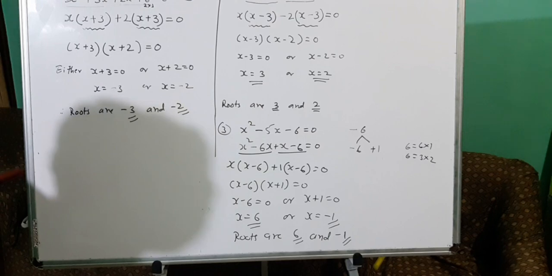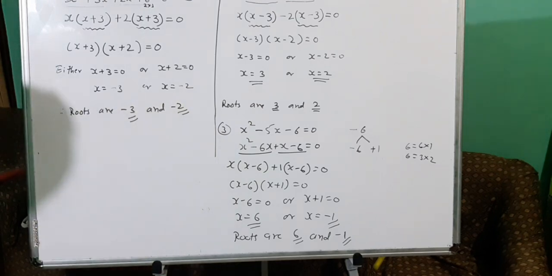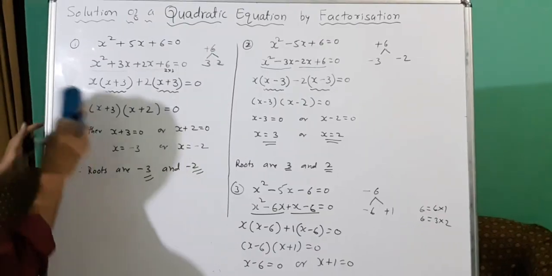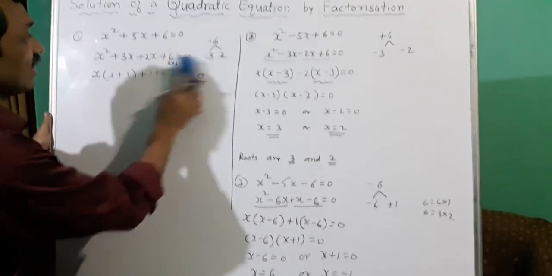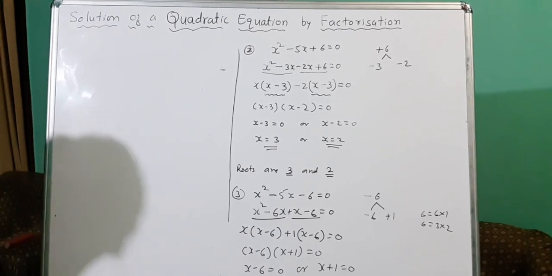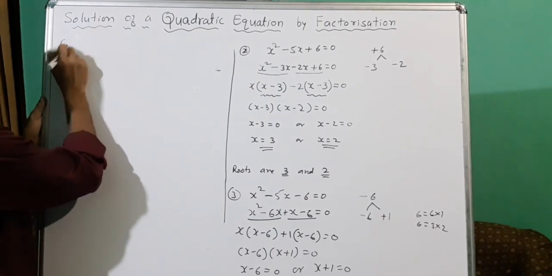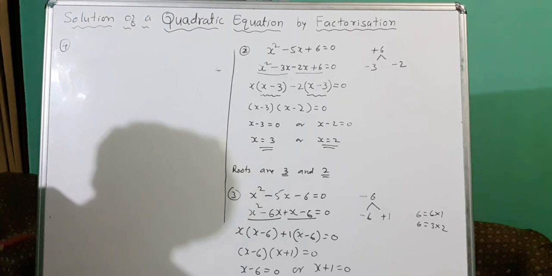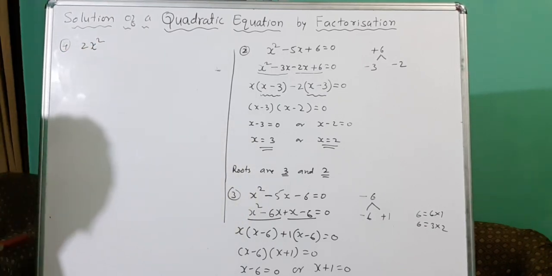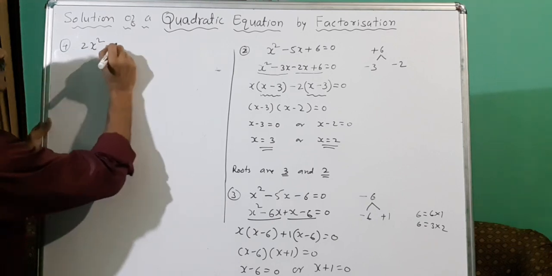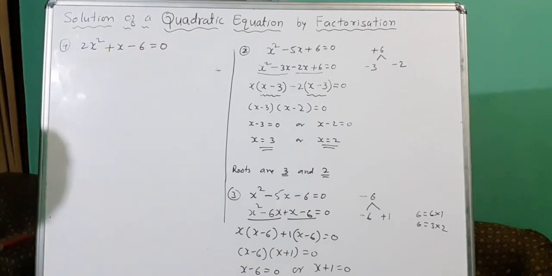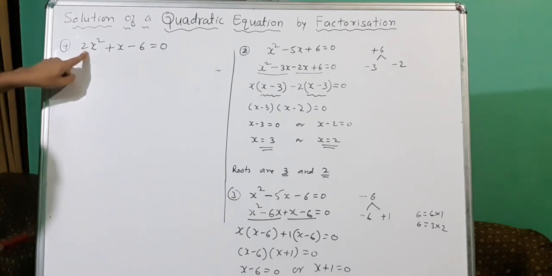Okay. We will go for one more problem wherein suppose the coefficient of x square is not equal to 1. So I'll go for problem number 4 with a slightly different number, a different type of equation. Okay, suppose the fourth one. Suppose we have 2x square plus x minus 6 equal to 0. Suppose this is the equation. So now the coefficient of x square is not equal to 1.